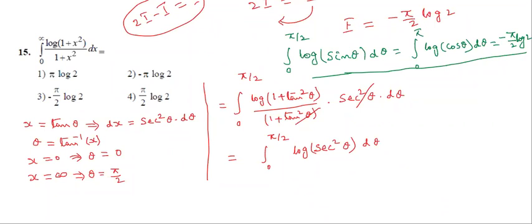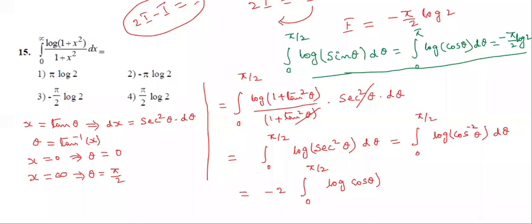Secant square theta, how to write? 1 by cos square theta. 1 by cos square theta we can write as cos power minus 2 theta. Here the power is coming in front of the logarithm. That means minus 2 into integration 0 to pi by 2 logarithm of cos theta d theta.